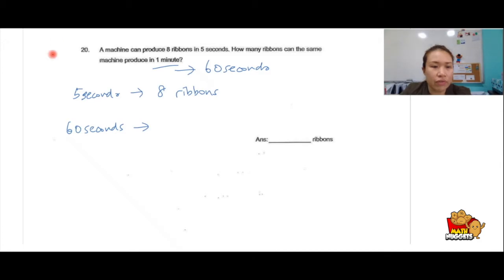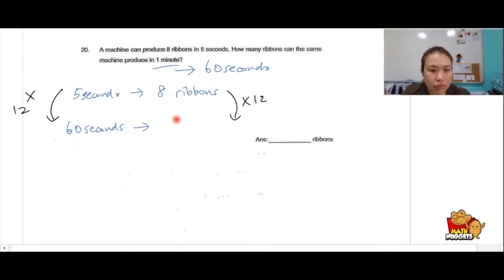So from 5, how do we get 60? You times 12. Okay, so what you do to the left side, you do to the right side as well. So this side you times 12 as well. So 8 times 12, you get 96 ribbons.